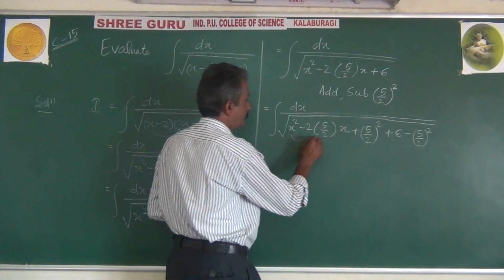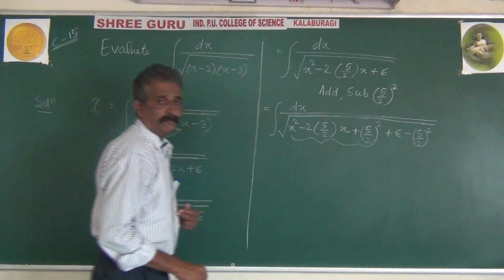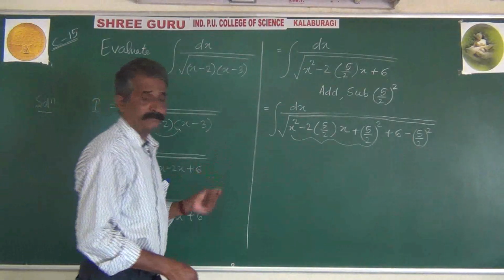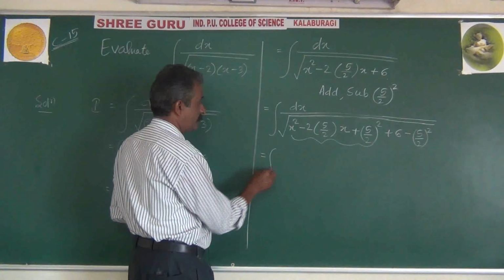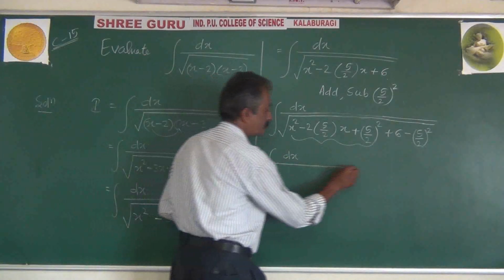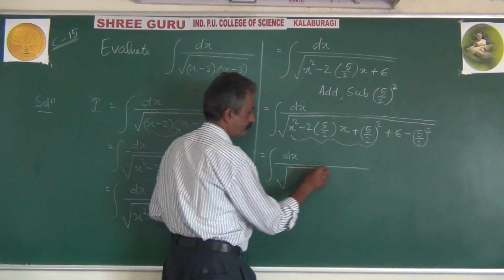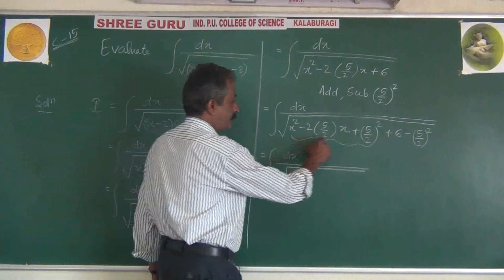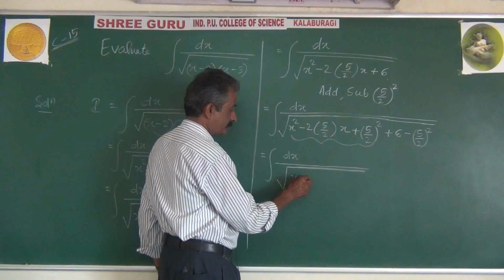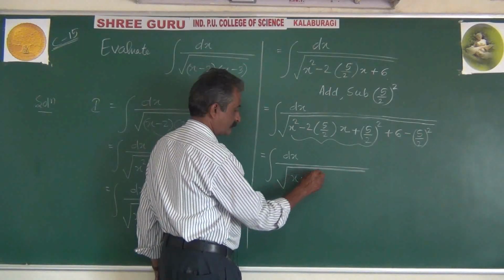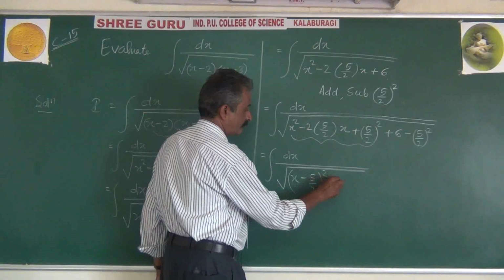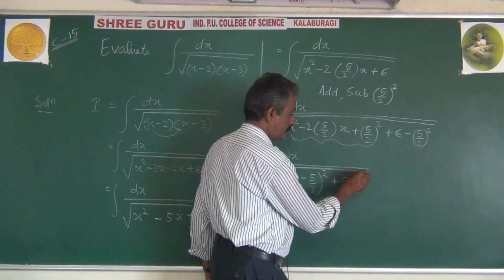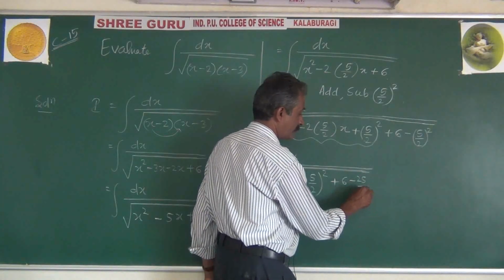So now these three terms will make a perfect square of x minus 5 by 2. That is equal to the integration of dx divided by the square root of, these three terms will make (x minus 5 by 2) whole square plus 6 minus 25 by 4, that is 5 square over 2 square, 4.